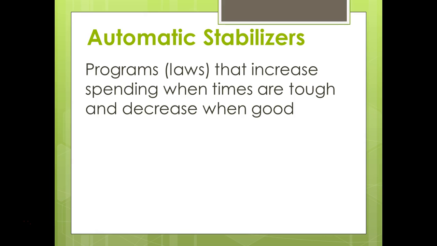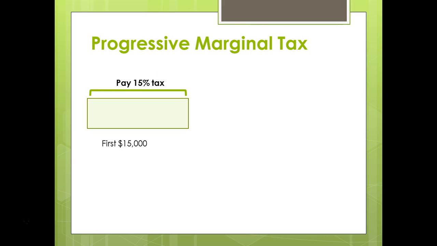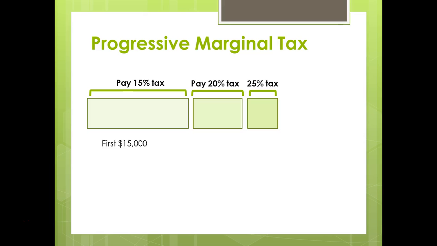So automatic stabilizers, again, are any programs which come from laws that increase spending when times are tough and decrease spending when times are good. One example would be the progressive marginal tax, which we have in this country, and the way it works again is on the first amount of money that you make, say, the first $15,000, you would just pay 15% of that in tax, but then on the next amount of money, say the next $10,000, you'd pay 20% of that $10,000 in tax, and then on the next amount of money you would pay 25% tax, and then anything above a certain amount of money you would pay 35% tax on it.